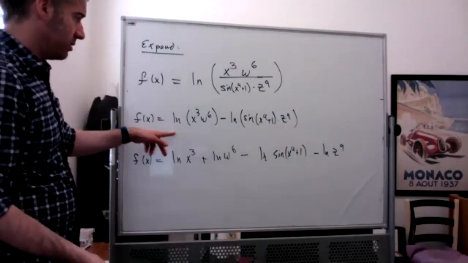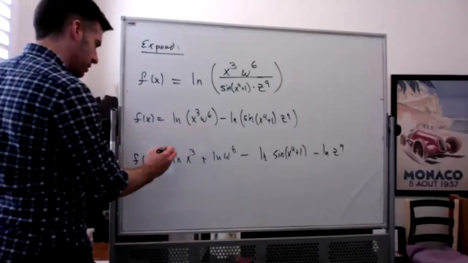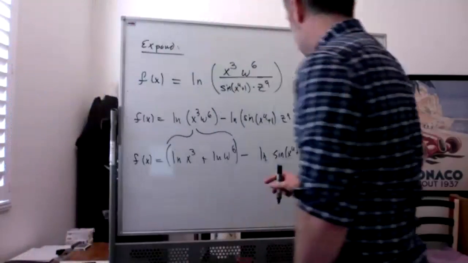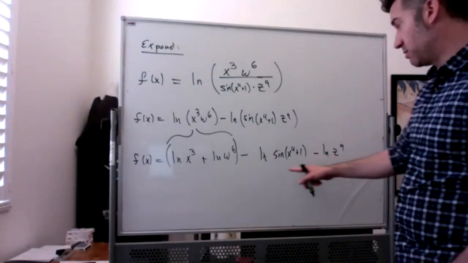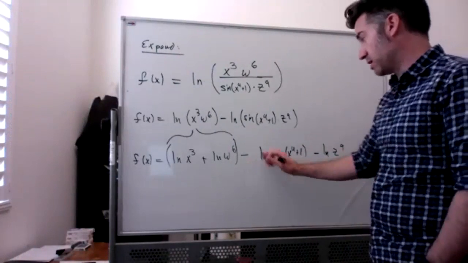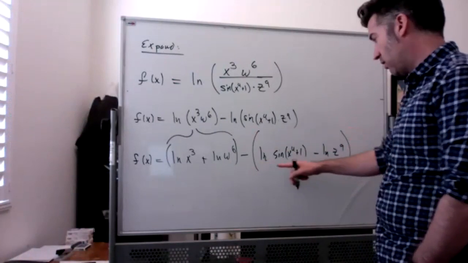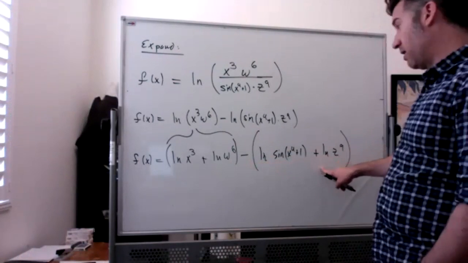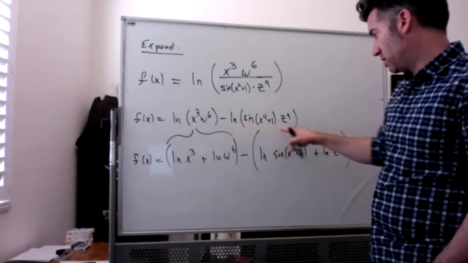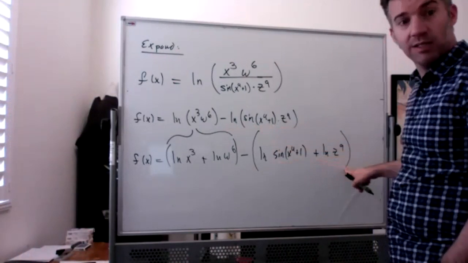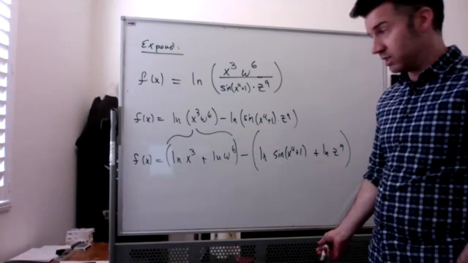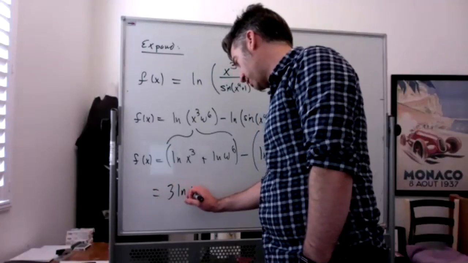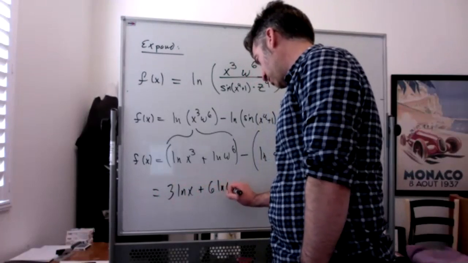And then the natural log of x cubed times w to the 6th is this here. And I'm going to change this just slightly. I'm going to rewrite this as, instead of minus this and minus that, it's going to be minus the quantity this plus this, because the minus sign distributes. And then you can see, oh yeah, that's minus this product, which breaks up as this plus this. And then the last step we should do is to bring down the powers. This is equal to 3 natural log of x plus 6 natural log of w.